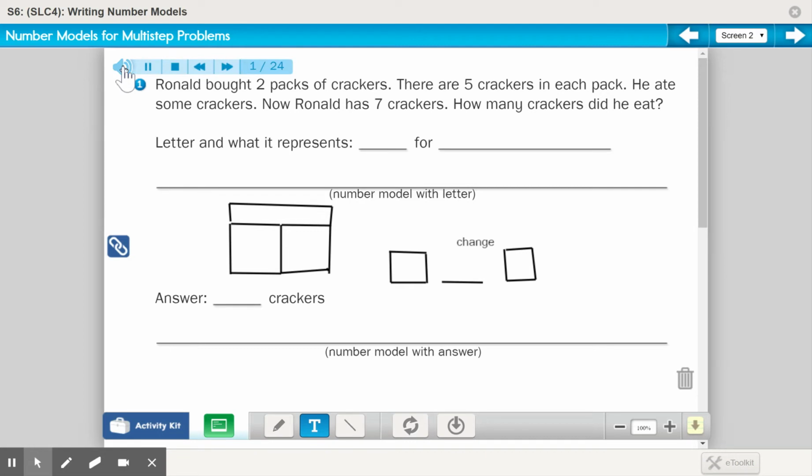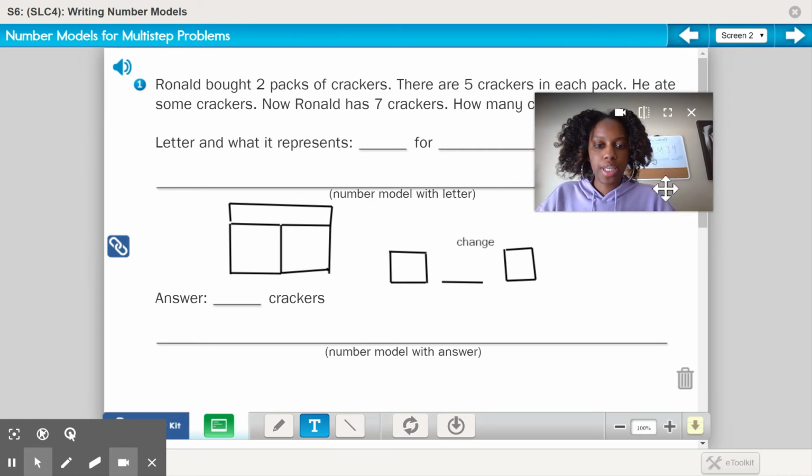Number models for multi-step problems. 1. Ronald bought 2 packs of crackers. There are 5 crackers in each pack. He ate some crackers. Now Ronald has 7 crackers. How many crackers did he eat? Letter and what it represents. Blank for blank. Answer: blank crackers.